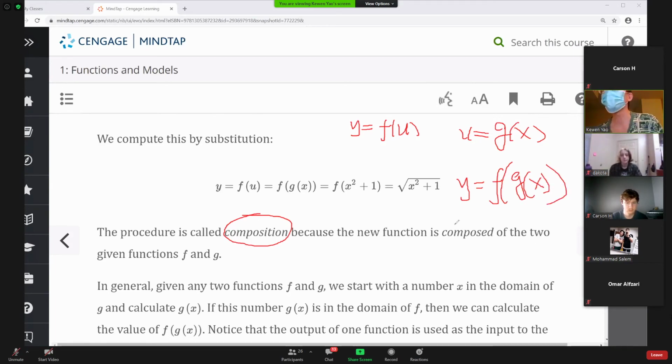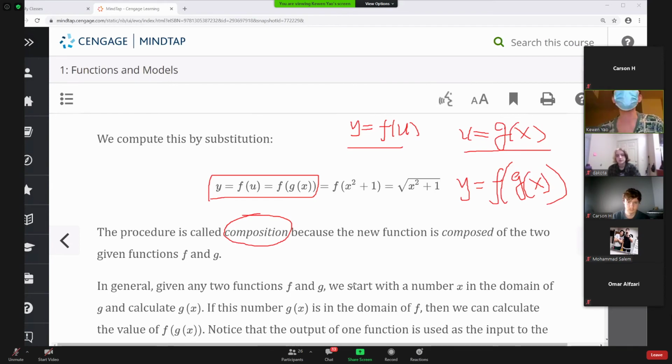Okay, so we have done the composition of F and G, right? So see, this is the composition. Y equals F of U, and U is G of X, right? So if you combine them, it's Y equals F of what? G of X. They call it composition. Composition is not the same as multiplication. It's just another way of combining two functions, F and G. Remember, Y equals F of U, U equals G of X. Now you replace U by G of X, you get Y equals F of G of X.